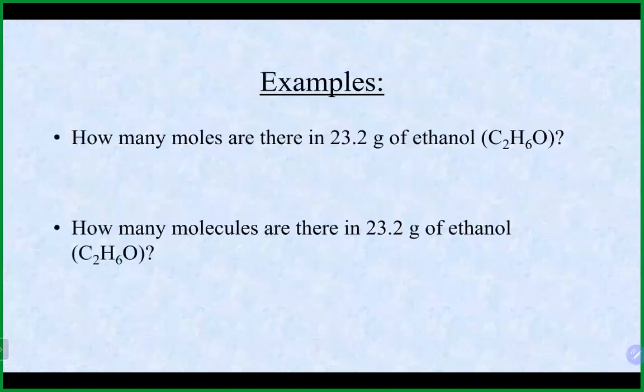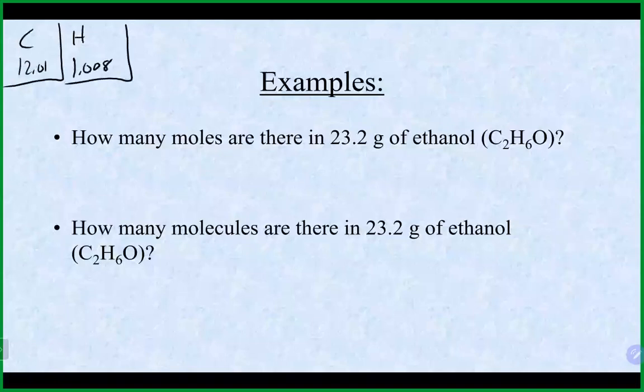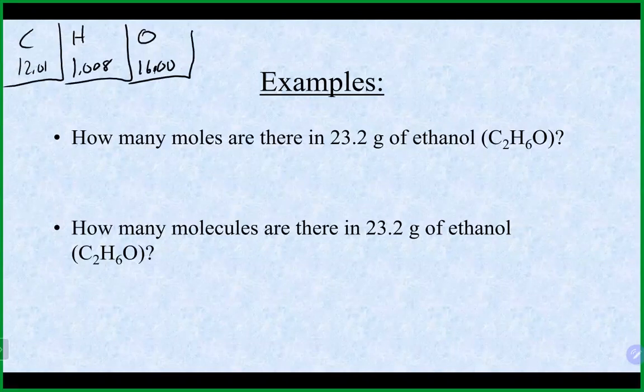All right, let's skip down. Why don't we do these two here? We're looking for how many moles are there in 23.2 grams of ethanol and how many molecules are there. And I'll give you some periodic table values: 12.01 for carbon, hydrogen 1.008, and oxygen 16. Take a few moments and knock out both of these.